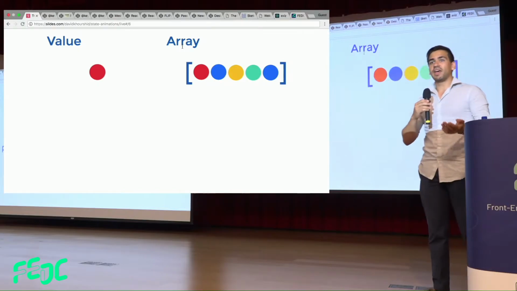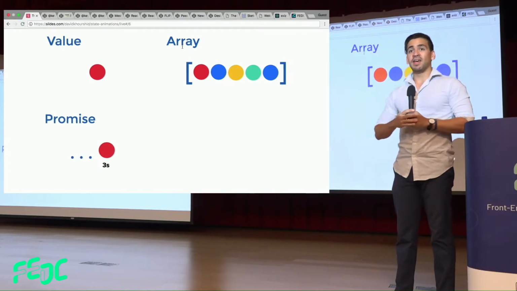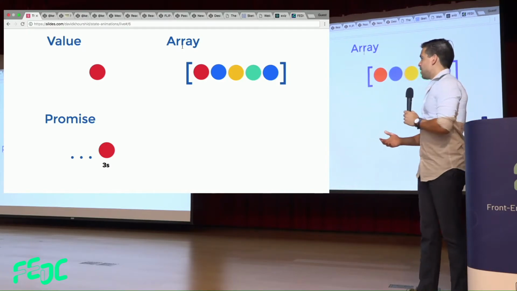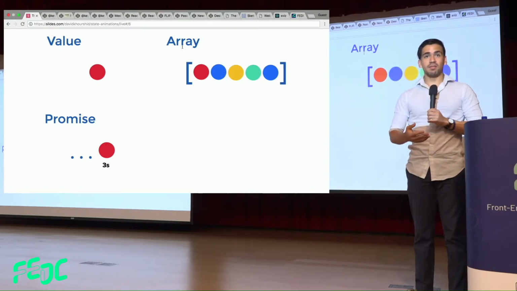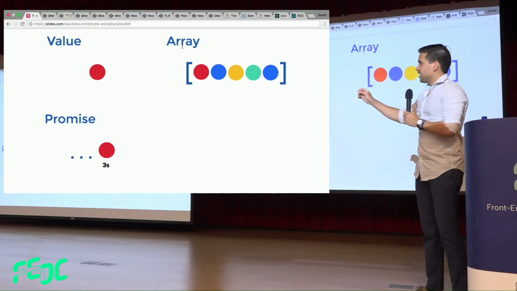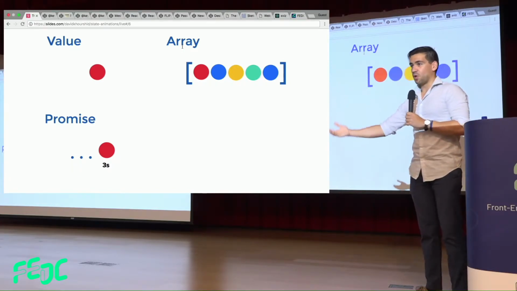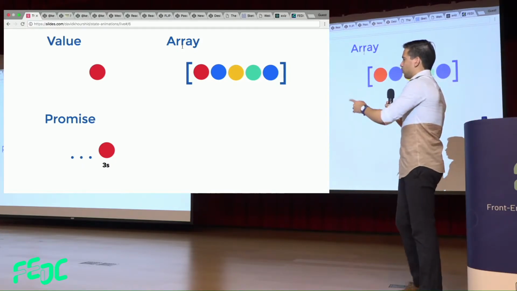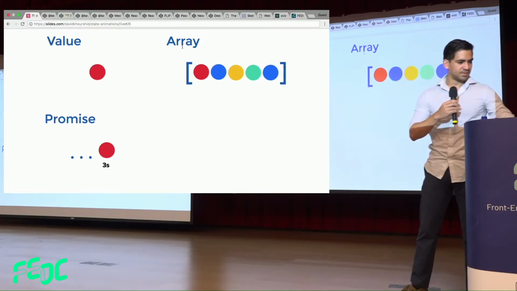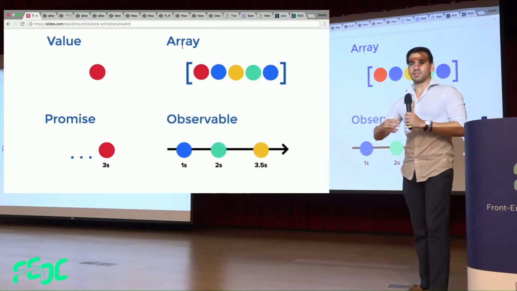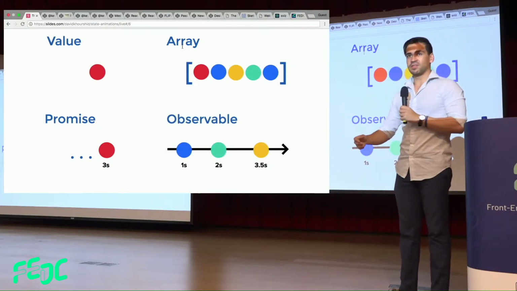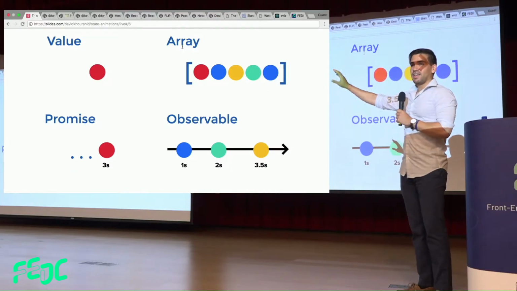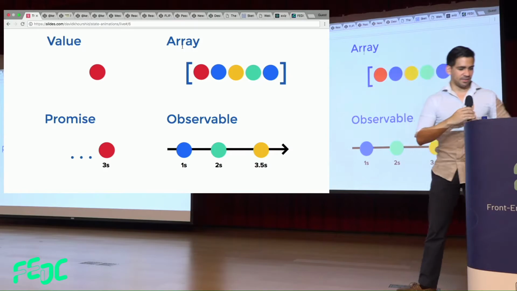But that's why we have promises native to JavaScript. In other languages, they might be called deferred or futures or tasks. But in JavaScript, we know these as promises. And a promise is a value that occurs over time. But what if we combine arrays and promises? Then we have observables. Observables are multiple values that occur over time. So you could think of them as an array and a promise combined together.